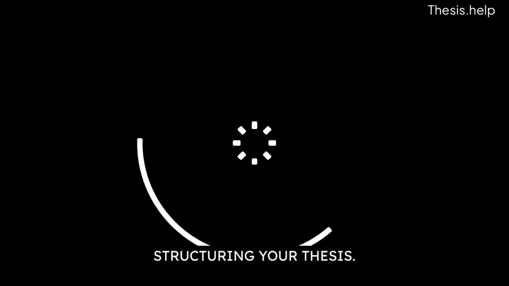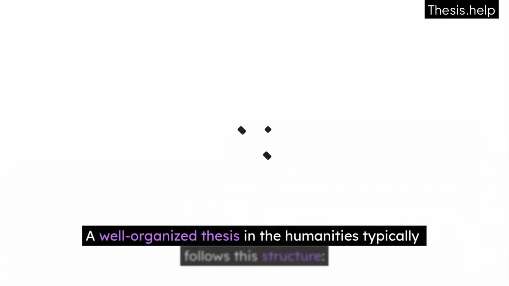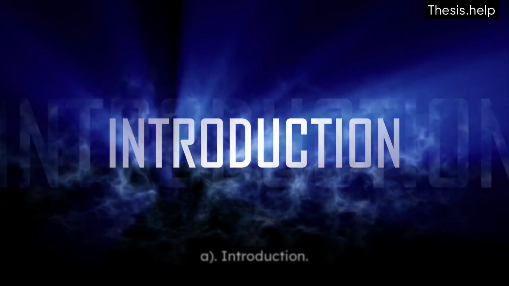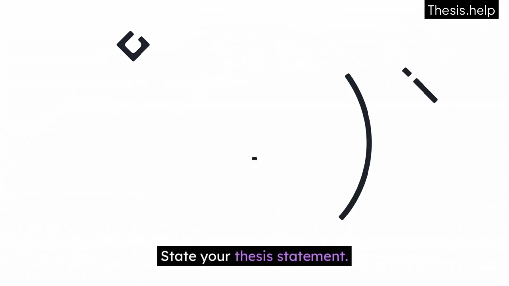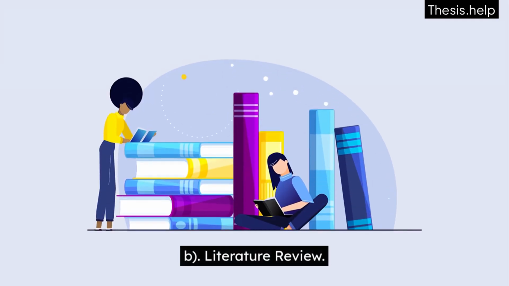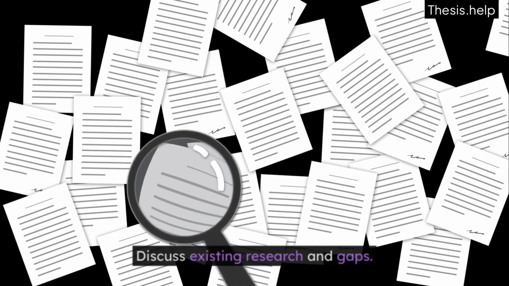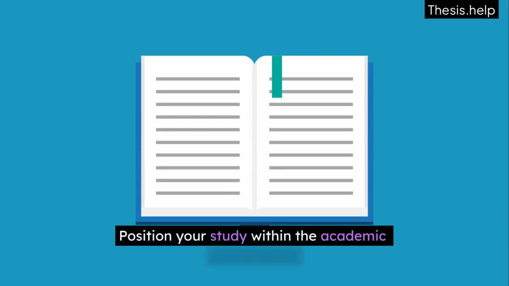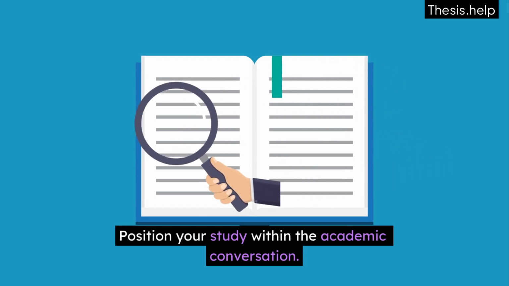Structuring your thesis. A well-organized thesis in the humanities typically follows this structure. A. Introduction: present the topic, state your thesis statement, and outline the structure of your argument. B. Literature review: discuss existing research and gaps. Position your study within the academic conversation.